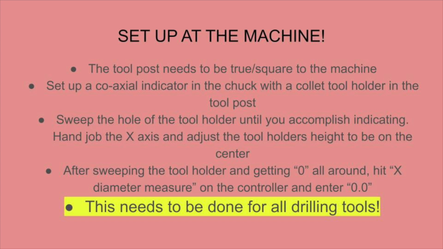We need to make sure the tool post is square to the machine, and we can use a coaxial indicator in the chuck to sweep the collet tool holder in the tool post. We'll be sweeping the tapered surface, and we can accomplish setting up X0 by adjusting the tool holder's height and hand jogging in the X-axis. Once sweeping the tool holder and getting 0 all around, we'll hit X diameter measure on the controller and enter 0.0 for the diameter.